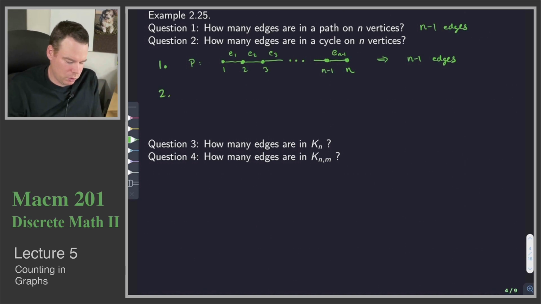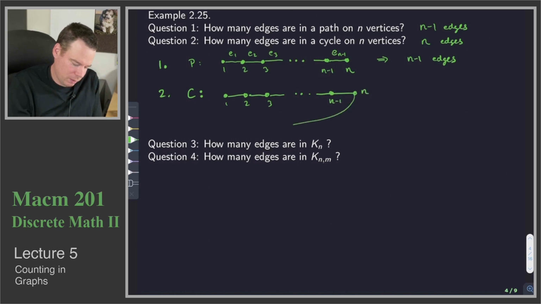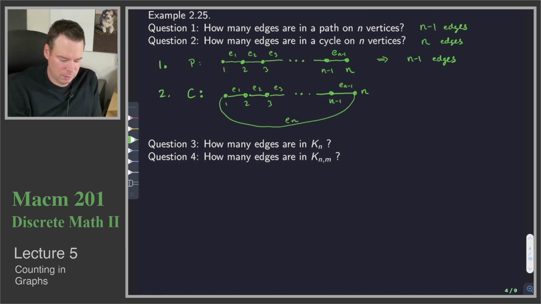How about 2? How many edges are in a cycle on n vertices? Well, you may know the answer to this immediately as well. There are going to be n edges. Why is that? Well, there's just one more than the path. So again, we can draw our cycle out. So we've got n minus 1 out to n, and then there's one more edge that connects the end vertex right back to the start. So if I label these, that's e1, e2, e3, e sub n minus 1, and then the last edge is e sub n, and so that means there are n edges.